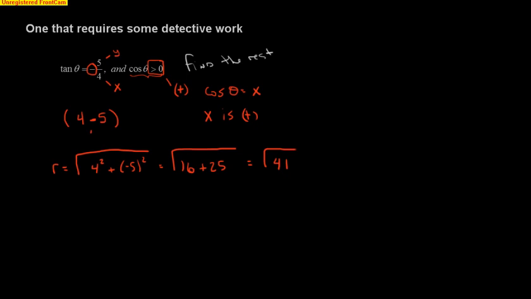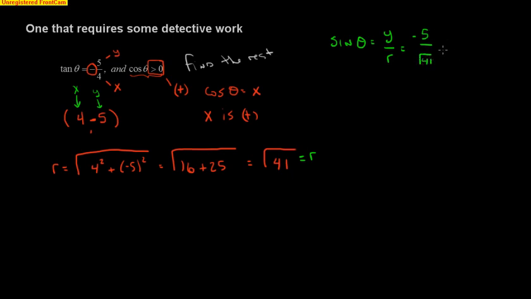Okay, so we know everything we need to know. We know what x is, we know what y is, and we now know what r is. So now we got to find all of them. We know tangent's negative 5/4, but let's start off with sine. Sine, again, is y over r, and our y value was negative 5. And that's going to be over the square root of 41.